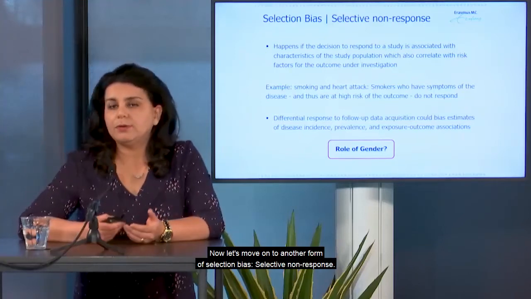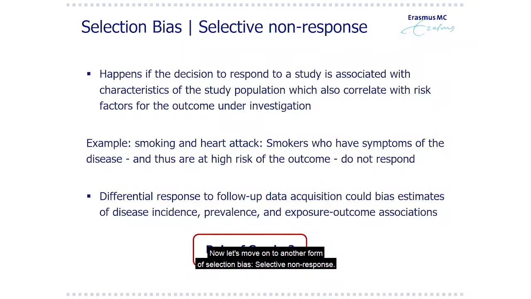Now, let's move on to another form of selection bias, selective non-response. That's similar also to the previous example of self-referral somehow. It happens if the decision to participate, to respond to participation in your study, is associated with characteristics of participants that are correlated also with the risk factors that you're studying for your outcome.